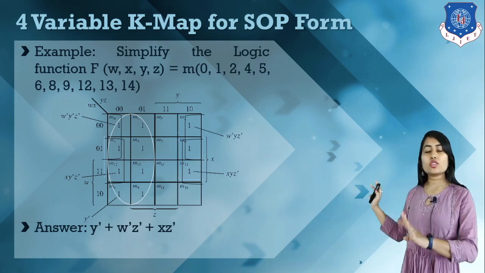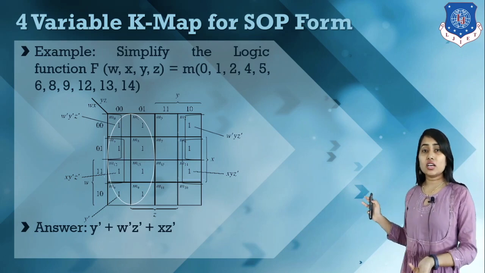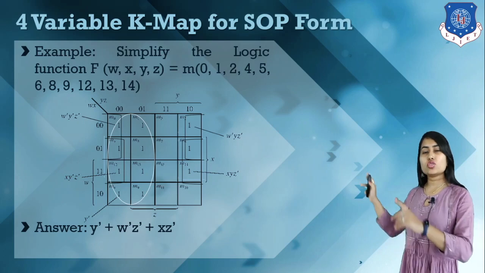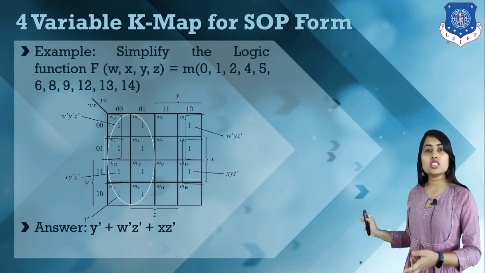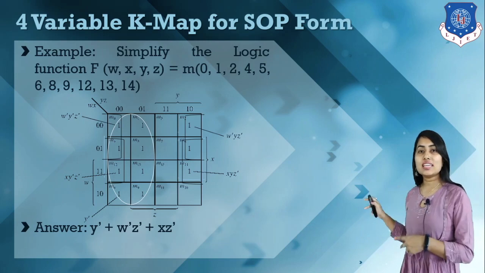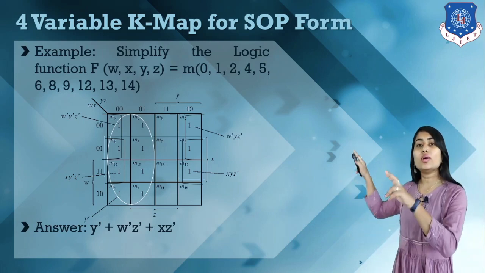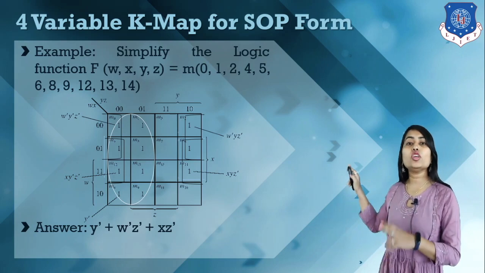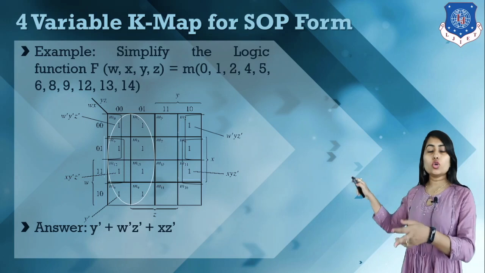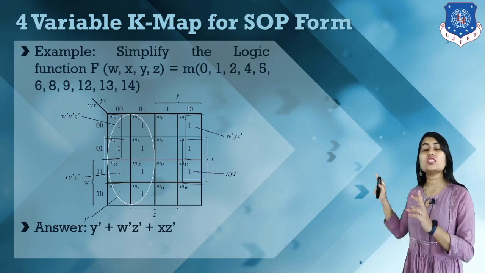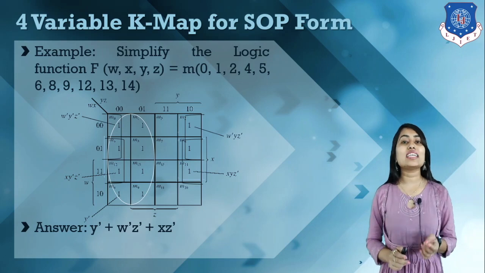So first try to make a group of 16, which is not possible. So next try to make a group of 8. So yes, we can make a group of 8 like this. And what is the logical function for this? See, in the horizontal direction all values are different, and in the vertical direction we have a common value, that is y dash. So for this group we have a group function, that is y dash.